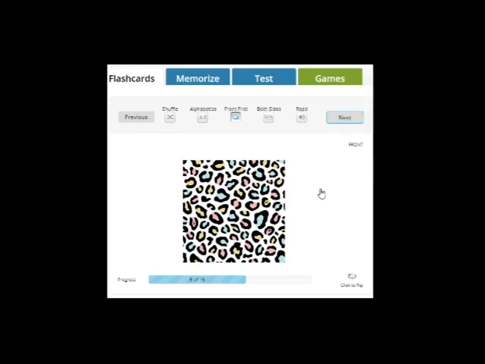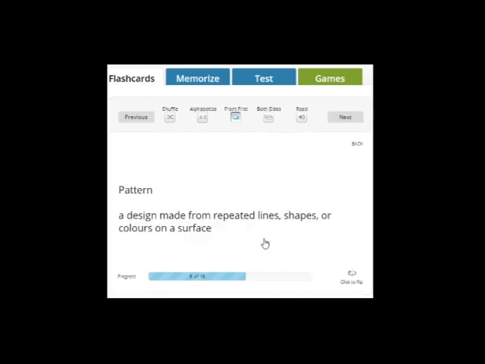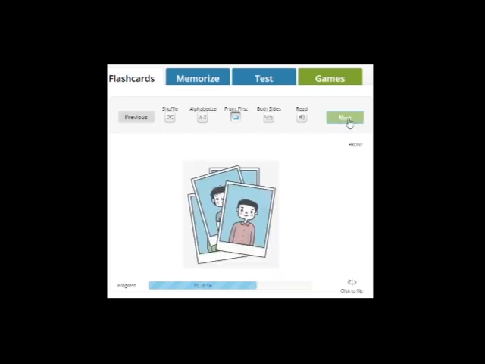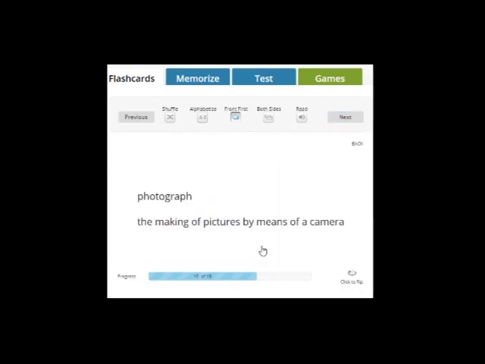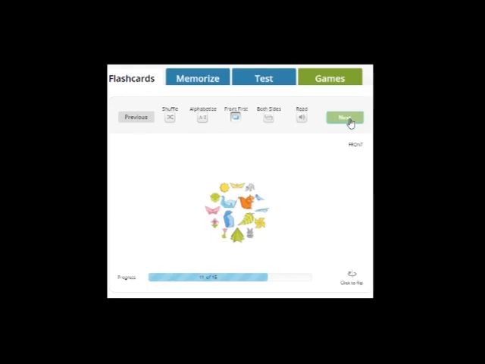What is it? It's pattern, a design made from repeated lines, shapes, or colors on a surface. Next, we have photographs, just like the making of pictures by means of camera. And I'm really sure you know this very well.